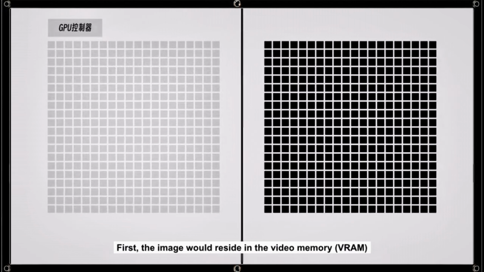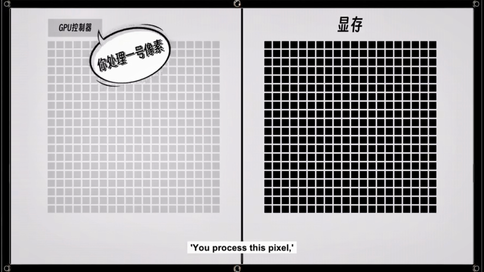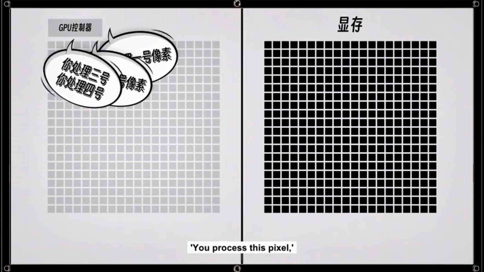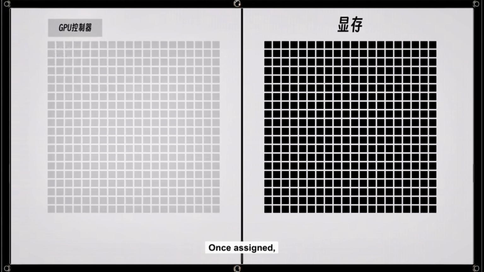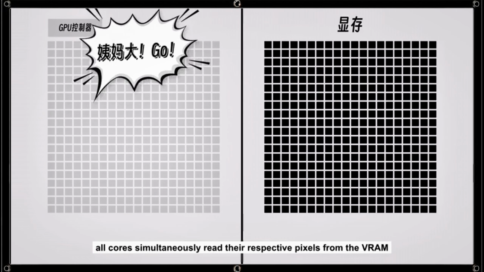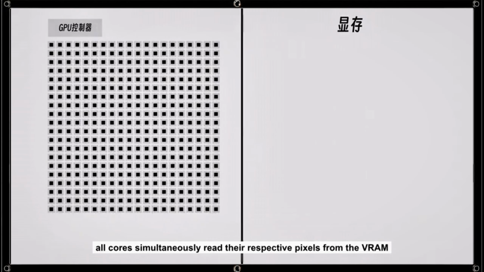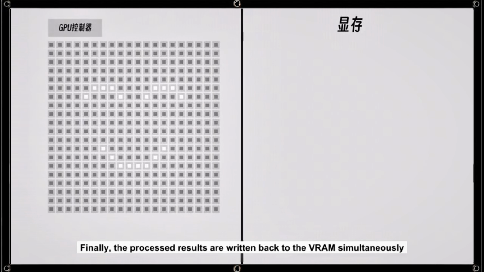First, the image would reside in the video memory, VRAM. Before processing begins, the GPU's controller assigns tasks to each core. You process this pixel. Once assigned, at a single command, all cores simultaneously read their respective pixels from the VRAM. After retrieval, they process them concurrently. Finally, the processed results are written back to the VRAM simultaneously.